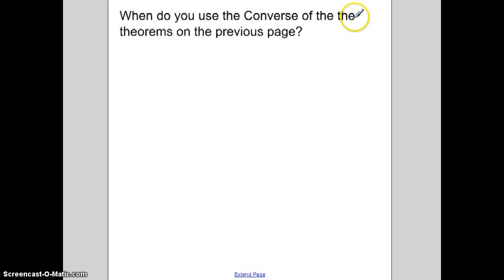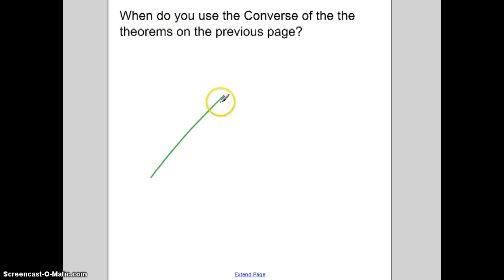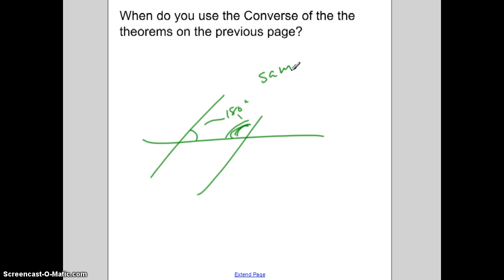When do you use the converse of the theorems in the previous page? So all of these are theorems or postulates. You use the converse if you're trying to prove that two lines are parallel, and they tell you some angles are congruent or supplementary. So if I told you this one and these two angles right here add up to 180 degrees, then you could say they're same side interior.